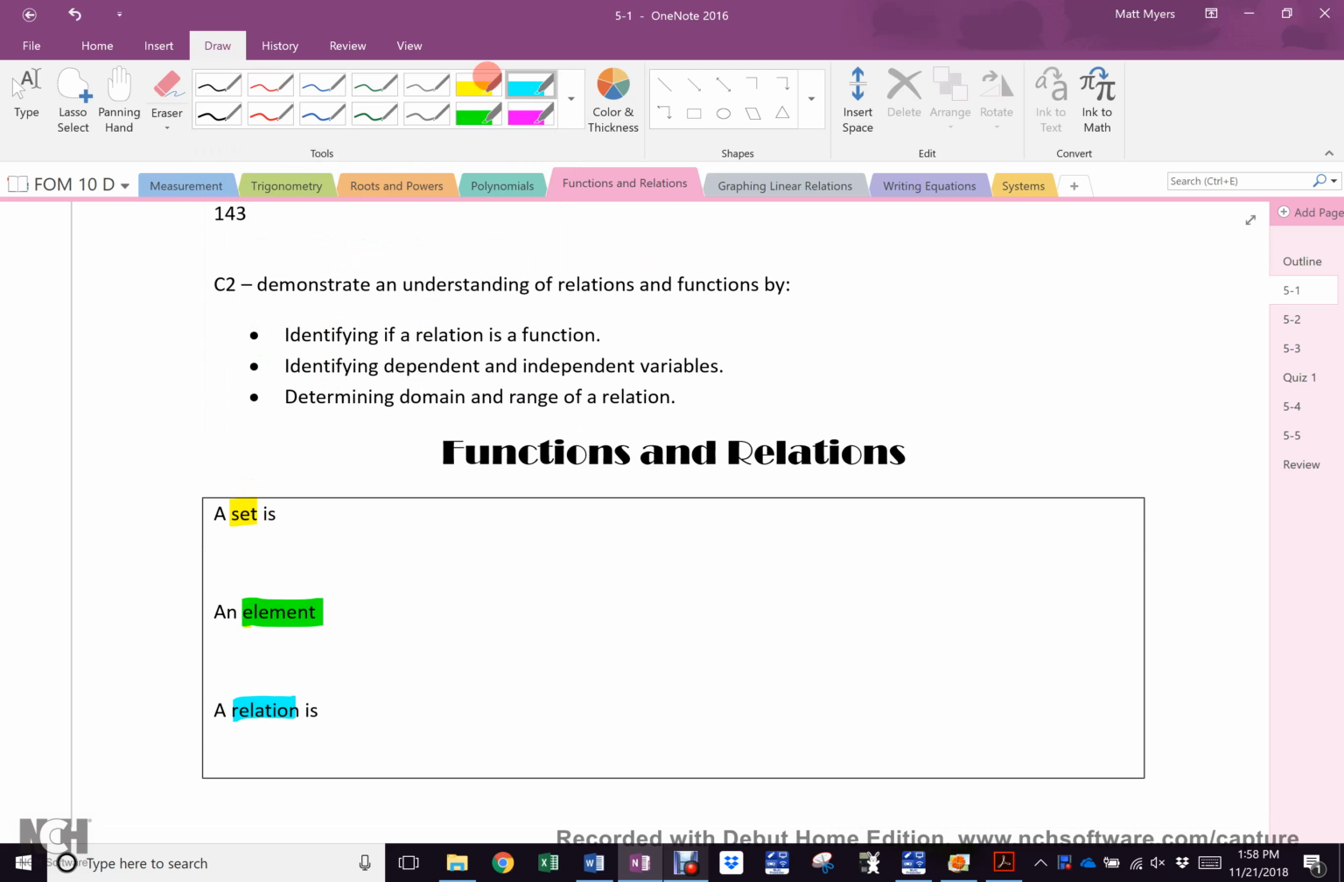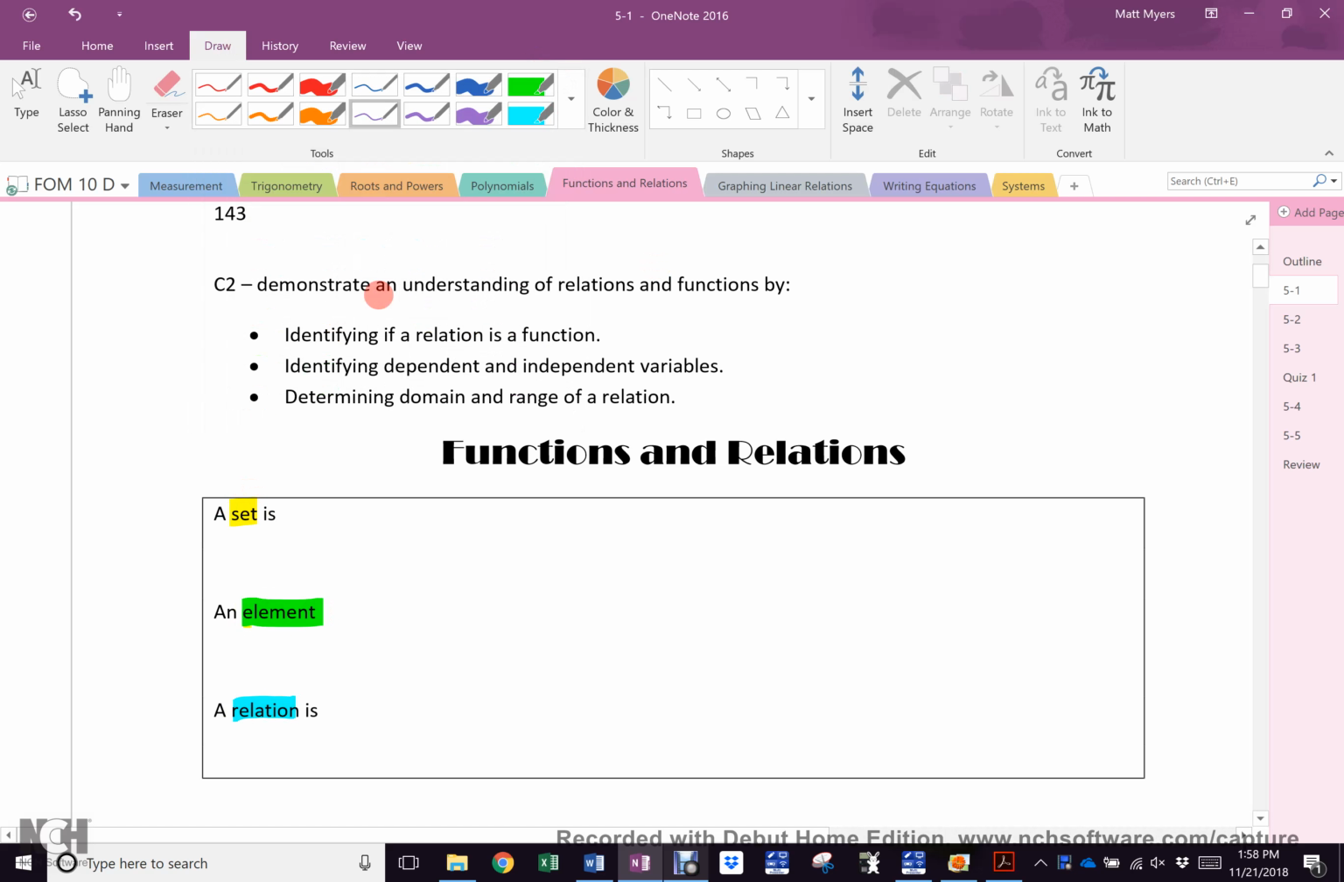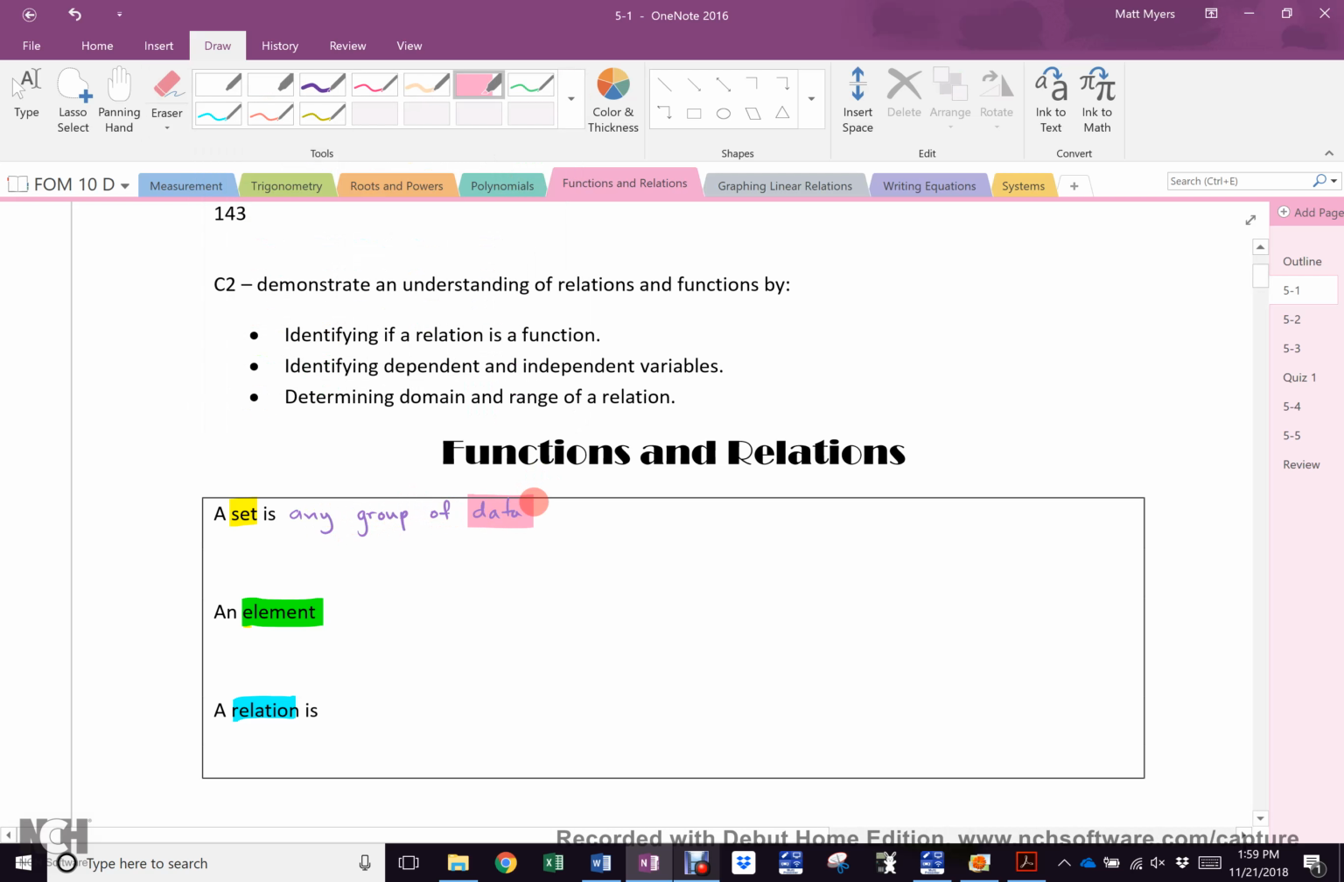So, let us begin then with a set. A set is any group of data. Data is anything one can count.